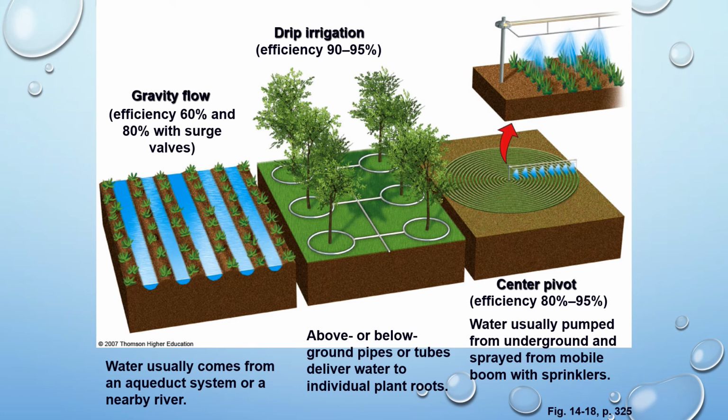So with drip irrigation, the one here in the middle, you have tubes that go around the roots of the trees or the plants and deliver the water more directly. And so it's going to the roots where the plants actually take it in. You can see the efficiency is 90 to 95%. That's probably the most efficient method. Center pivot can be somewhat efficient because it's not spraying quite so high above the ground. It's a little lower and more directly sprayed onto the plants. But again, the most efficient is drip irrigation.